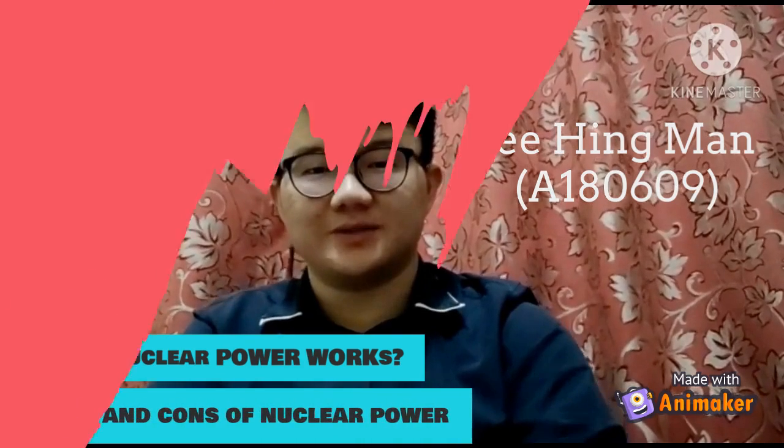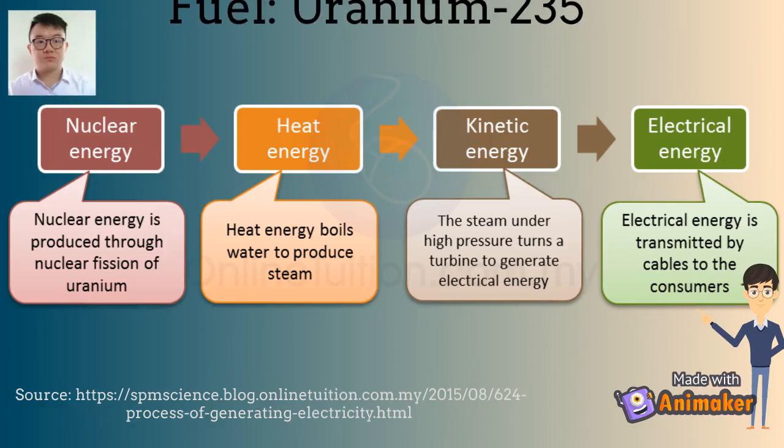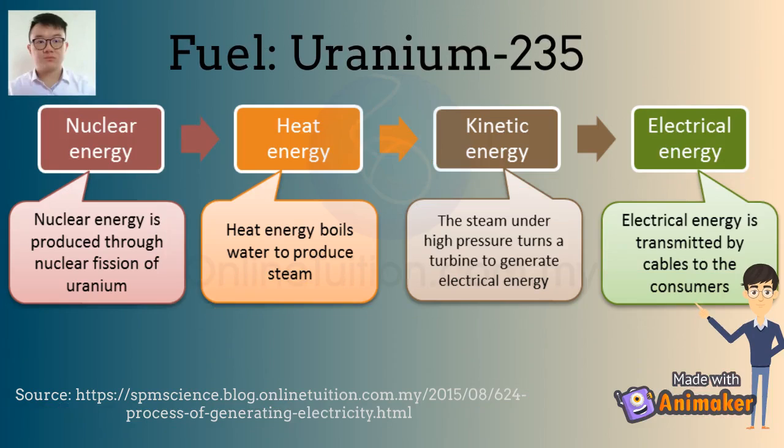Now, I will move on to present how nuclear power works and the pros and cons of nuclear power. Nuclear power uses uranium-235 as fuel to undergo nuclear fission to produce heat energy, which in turn generates steam that can spin the turbine to transform kinetic energy into electricity.